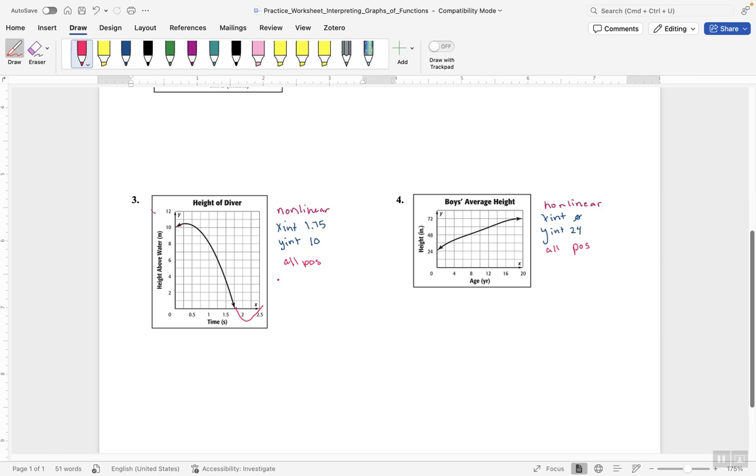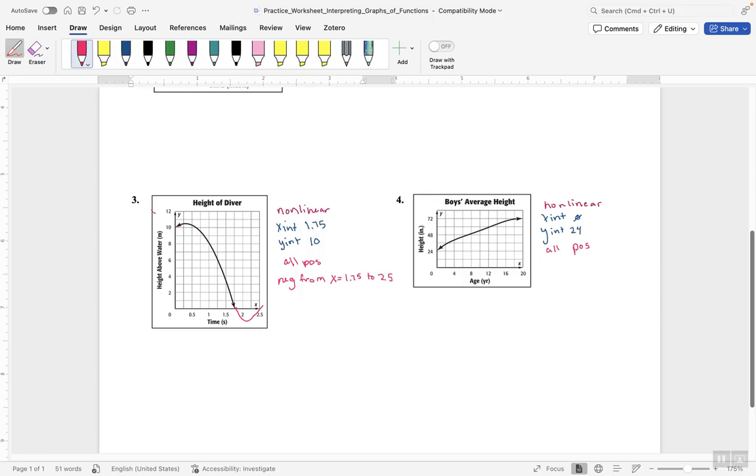I would say negative from, and you can just use your regular English. It doesn't have to be perfect. We will perfect all that in years to come. So from x equals 1.75 to 2.5, if that were the case.